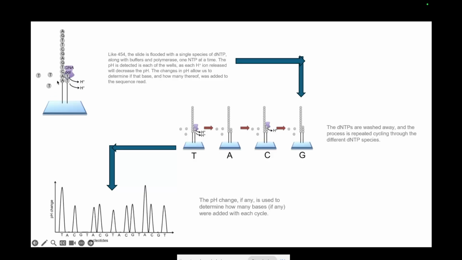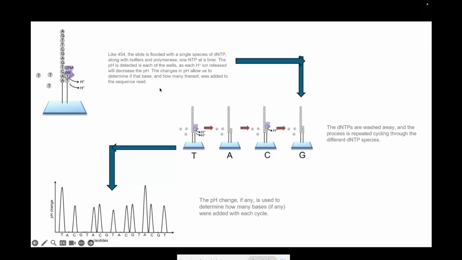So again, like 454, the slide is flooded with single species of dNTPs along with buffers and polymerases, one dNTP at a time. The pH is detected in each of the wells, as each hydrogen ion released will decrease the pH. The change in pH allows us to determine if that base and how many thereof were added to the sequencing read.